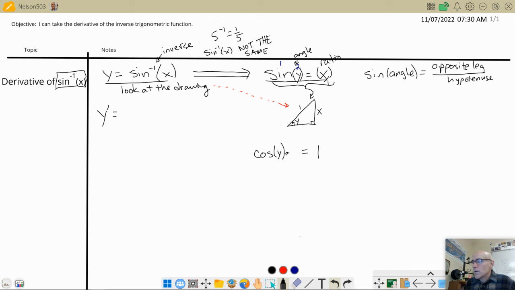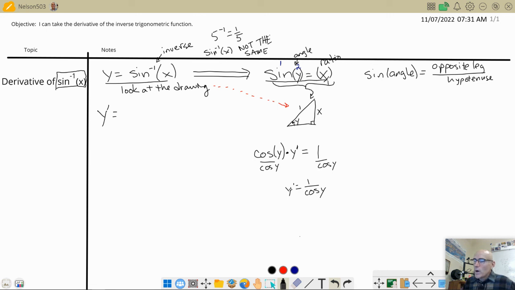Then the chain rule says take the derivative of the inner function. So here's layer 2 right now. Here we go, y prime. Now I'm going to try to get y prime by itself, because my goal is to find the derivative of inverse sine. So I divide both sides by the cosine of y, and I end up with y prime equals 1 over the cosine of y.